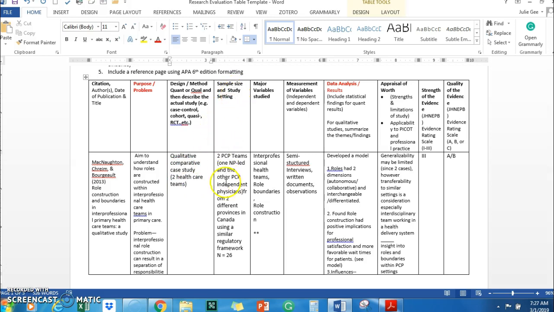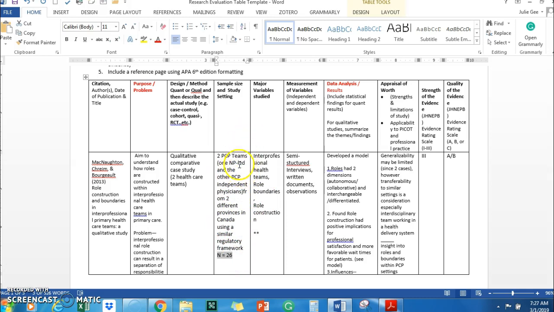So the sample size in the study setting, that size is always your N at the end. How many participants actually participated in the study? And here it was N=26. Their study setting was 2 primary care teams. One was led by nurse practitioners, and one was independent physician led. They were from 2 different provinces in Canada. But they did work under similar regulatory frameworks, which is important because you can't compare apples to oranges. It really needs to be apples to apples.